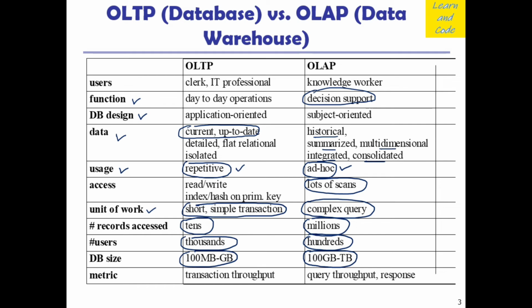Okay. Then if we talk about the different metrics, in case of database, transaction throughput will be one of the metrics, and in case of data warehouse, response time and query throughput will be the metrics that we use to measure the overall performance of the data warehouse. So these are the fundamental differences between database and data warehouse.